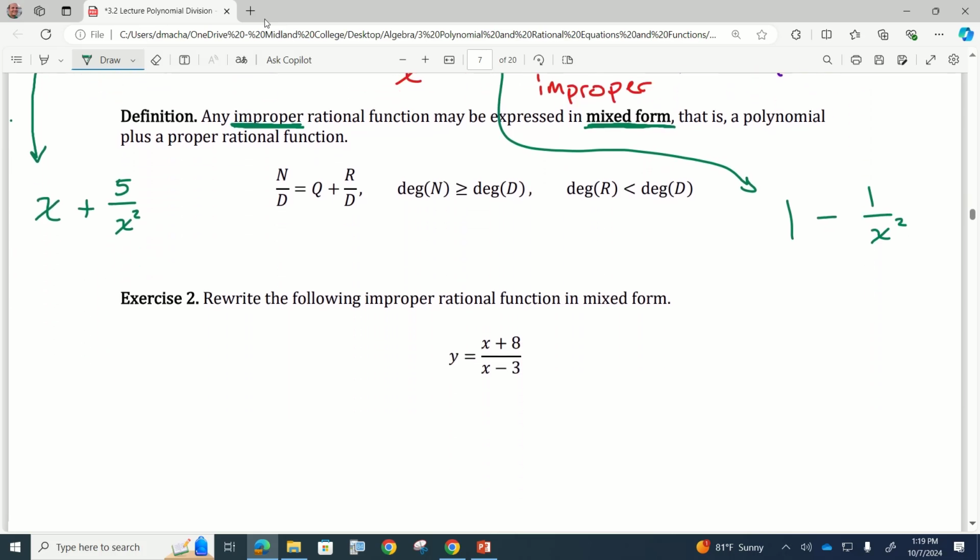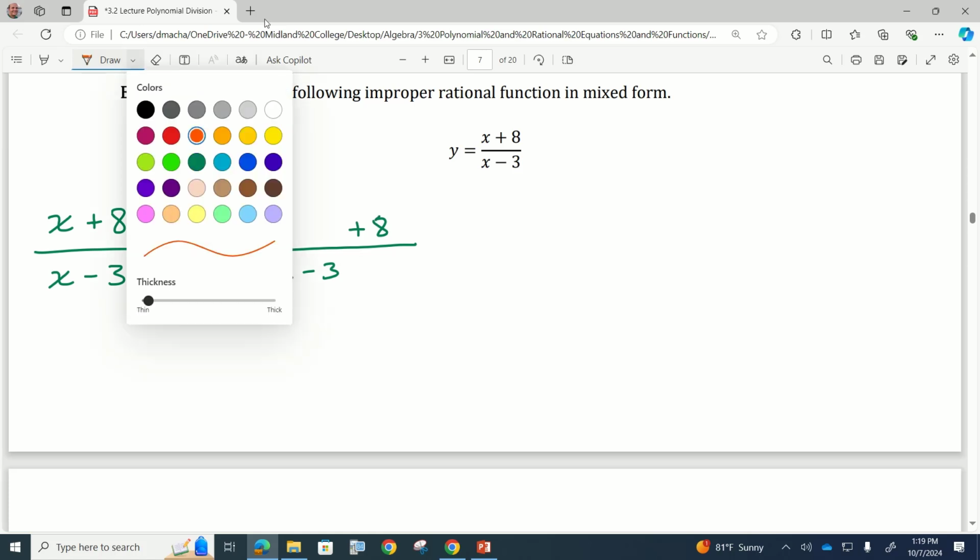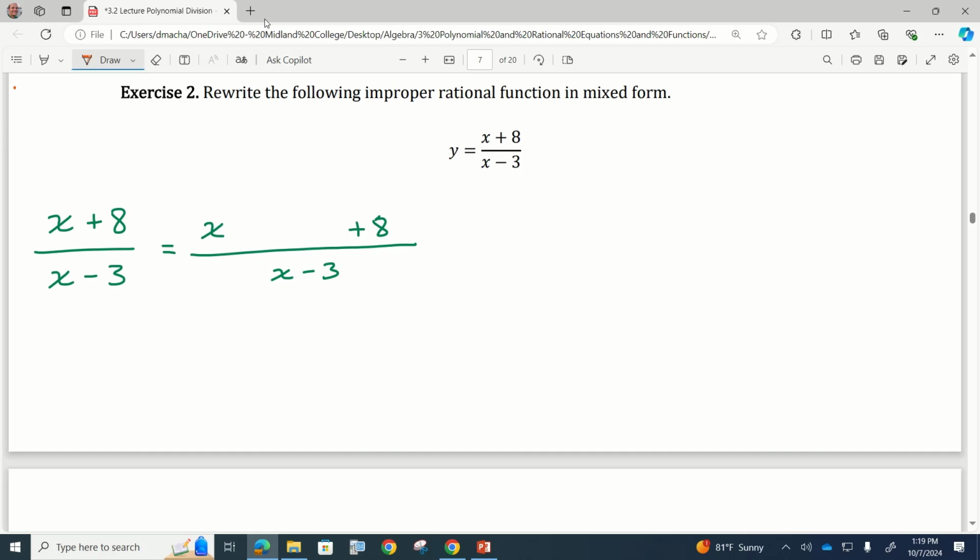So we'll do a bunch of examples now. If I say rewrite this improper rational function in mixed form, you can see this is improper because the degree of the numerator is 1 and the degree of the denominator is 1. What I'm going to do is rewrite it x plus 8 over x minus 3. But then I'm going to do a little trick. I'm going to do x minus 3 plus 3 plus 8.